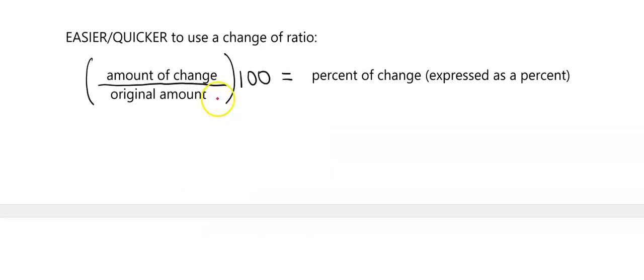It may be easier or quicker, though, to think of that problem as a change of ratio. It's the same thing, but you don't have to think through so many steps. You could do it by taking the amount of change divided by the original amount times 100, and that will give you the percent of change expressed as a percent. In other words, the amount of change in our last problem was $15. We divide that by the original 75, multiply that by 100, and we get 20%. It's the same thing, we just do it in a little bit of a faster way.